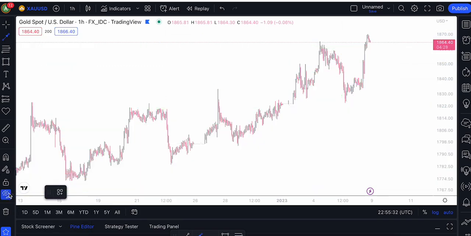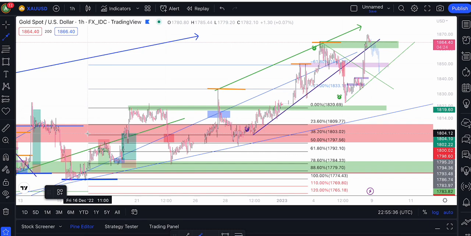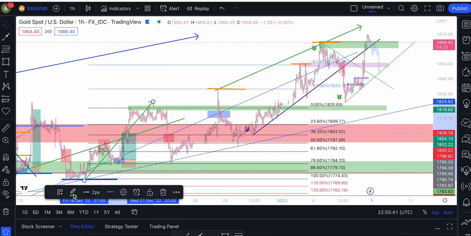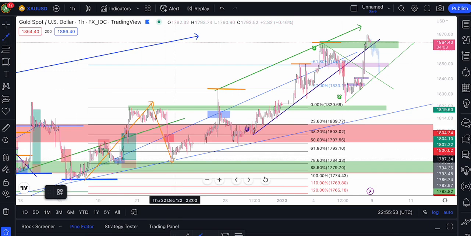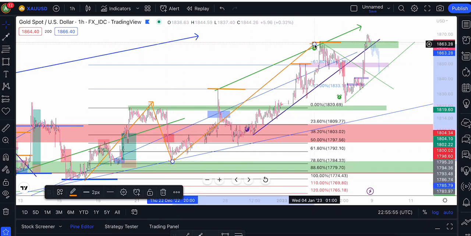Let me draw out the structure right here. I know it might look like a mess, but I want to just draw it out so that everybody sees clearly what I'm talking about. So point A, point B, it hit 61.8 on my fib. 61.8 on the higher time frame means TP2 is going to be hit. And TP2 on the higher time frame indicates that a reversal is coming. So we have divergence and we have TP2 that was hit.